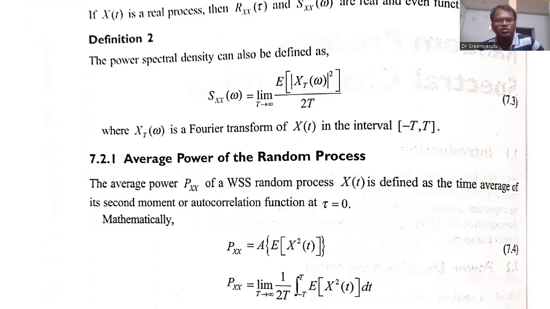Now, you see the second definition. It is an alternate definition for calculating this power spectrum. Sxx of omega is equal to the limit as T tends to infinity of the expected value of magnitude of X_T of omega whole square divided by 2T. It is an alternate way of analyzing this signal. What is this X_T of omega? Again, it is the Fourier transform of x of t within the interval minus T to plus T.